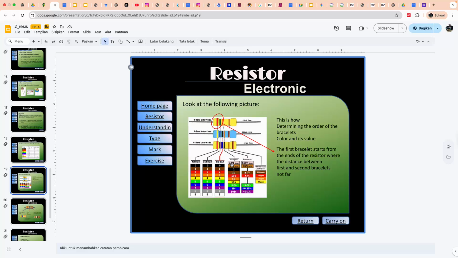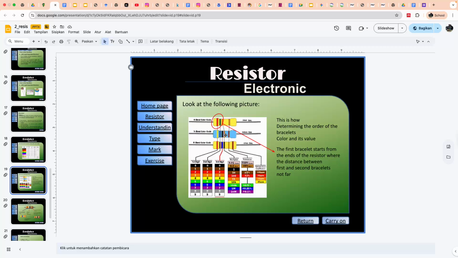Some have only 4 bands, but there are 4, 5, and then 6 bands. The 6-band one has a temperature coefficient. If the ring count is 4, only 2 rings we count as digits, the other is the multiplier, and this is the tolerance.